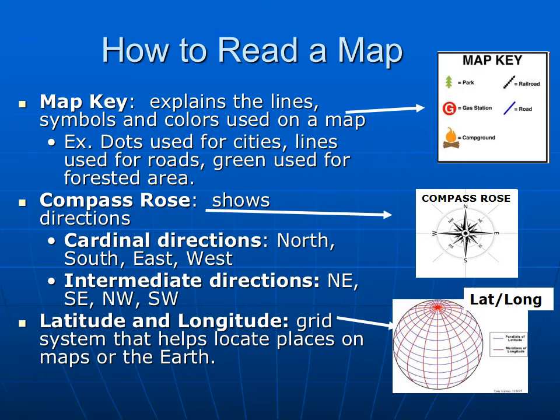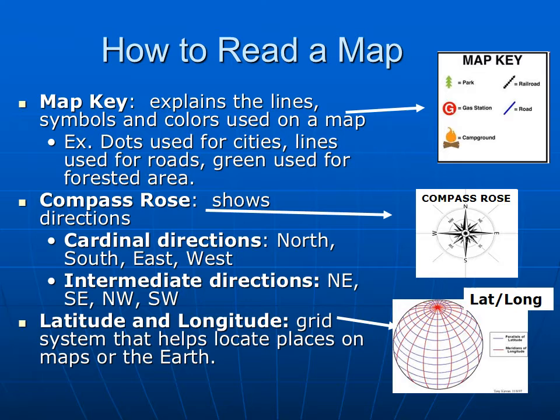The compass rose, as you know from your world map, shows the directions and the orientation of a map. The cardinal directions include the main 4: north, south, east, and west. And the intermediate directions are between the cardinal directions: northeast, southeast, northwest, and southwest.